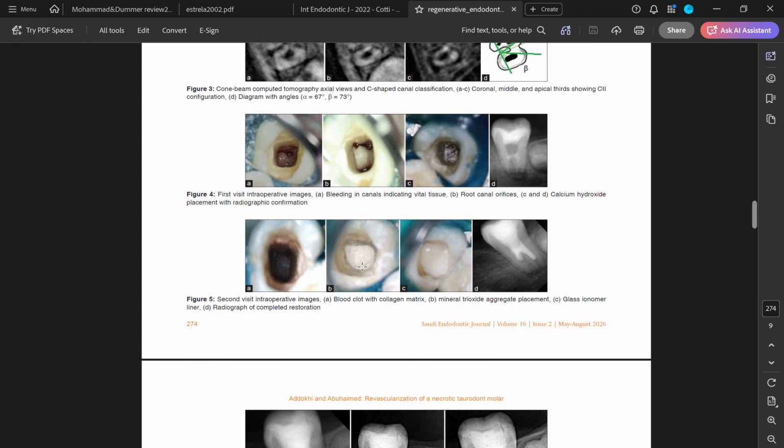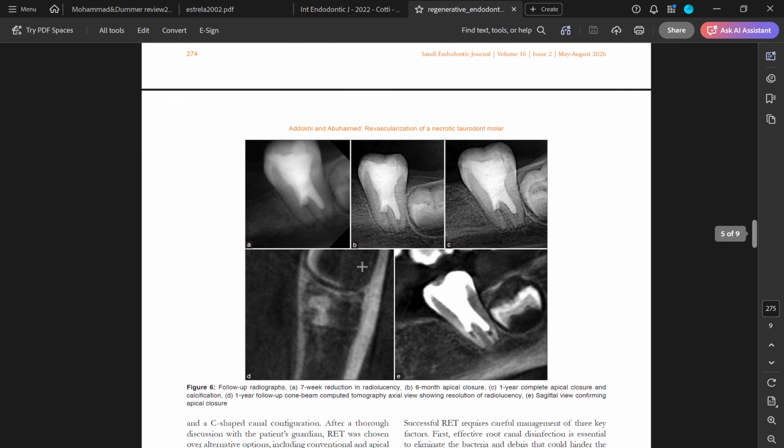At the 7-week follow-up, the radiograph showed a reduction in the periapical radiolucency, and the patient remained asymptomatic. At the 6-month follow-up, the radiographic examination demonstrated resolution of the periapical lesion, continued root development, an increase in the canal wall thickness, and evidence of apical closure.